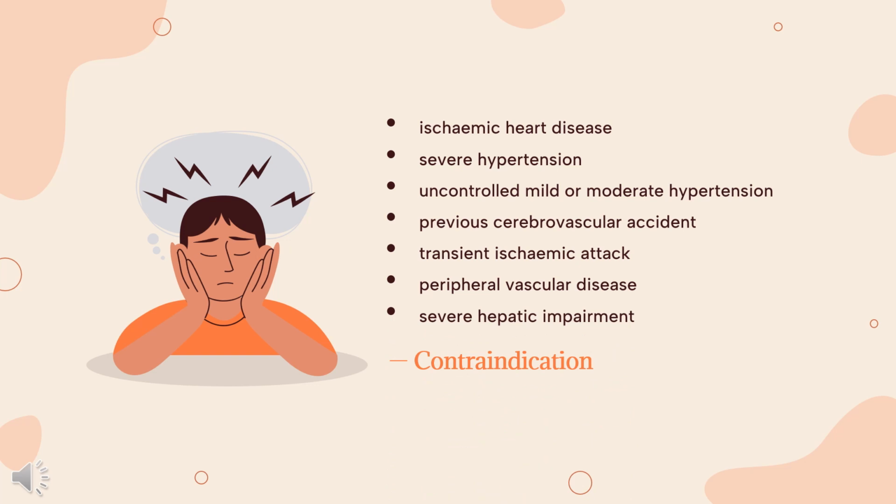Contraindications. As with other triptans, almotriptan should not be used in patients with a history, symptoms or signs of ischemic heart disease, myocardial infarction, angina pectoris, documented silent ischemia, Prinzmetal's angina, or severe hypertension and uncontrolled mild or moderate hypertension. Other contraindications are previous cerebrovascular accident, CVA, or transient ischemic attack, TIA, peripheral vascular disease, severe hepatic impairment, concomitant administration of ergotamine derivatives, including methysergide, and other 5-HT1B/D agonists.